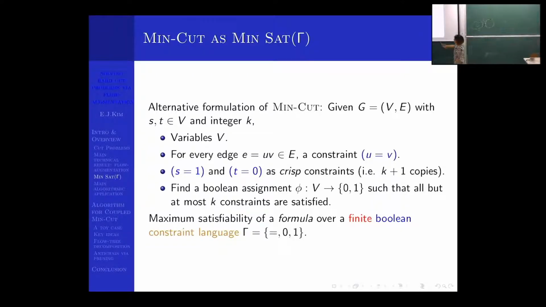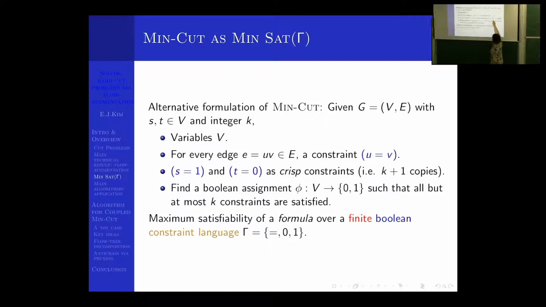Okay, so here we use three types of constraints. One is equality constraints. The other is setting a variable to 1. The other is setting a variable to 0. So we have three types of relations.